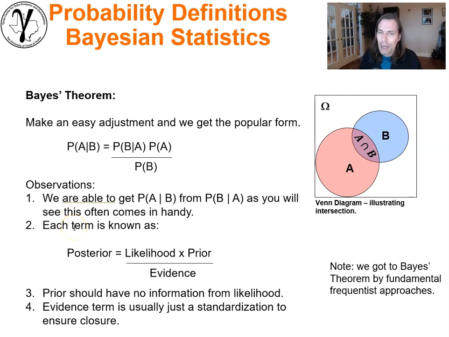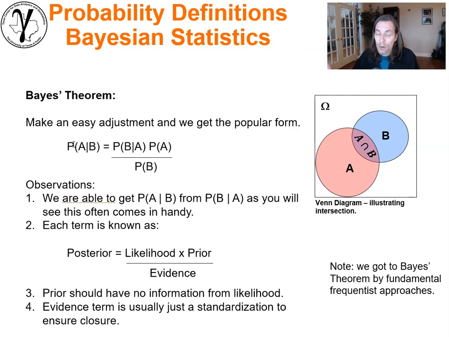The other comment I'd make is that each one of those terms has common labels that are used. The probability of A is the prior, the probability of B is the evidence term, the probability of B given A is the likelihood, and the posterior is the probability of A given B. Now, something very important is that for this to work, the prior should not have any information in it from the likelihood. In other words, if you gather new data, you can't use it to somehow modify the prior. That would be cheating. That's peeking. And that often happens, and that results in a premature narrowing of the uncertainty represented in the posterior.